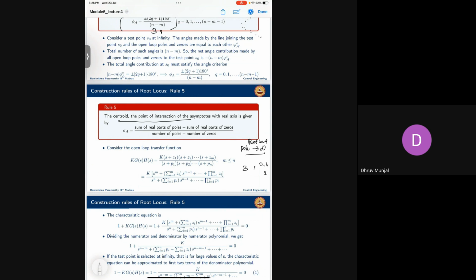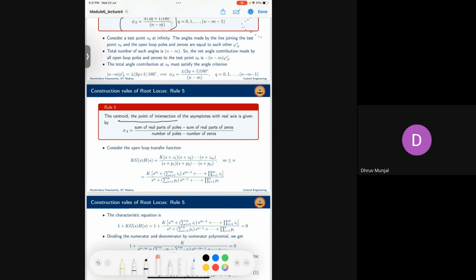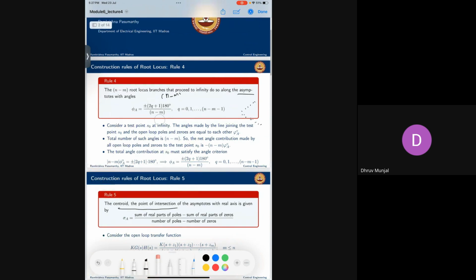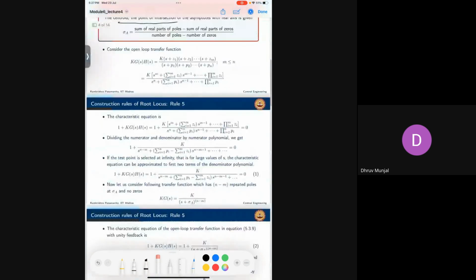that will be given by this centroid. The formula for the centroid is to add the values of poles and the values of zeros, divided by the number of poles minus the number of zeros. Please don't get confused by this. The numerator should be the values of poles minus the values of zeros, divided by the number of poles minus the number of zeros. This will give you the centroid. It's like taking an average, finding a median value for it. Right, this is rule 5.